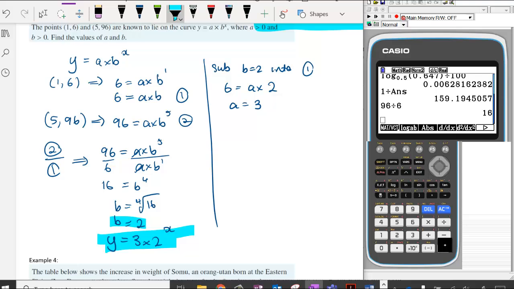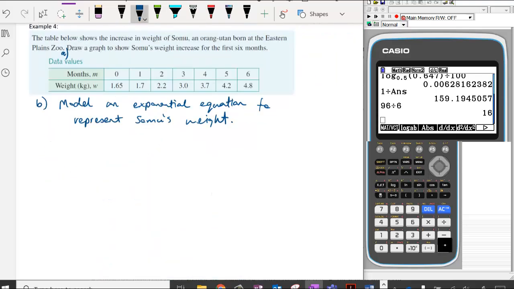So there's our solution. B is 2, A is 3, and here's a model that fits the scenario. Okay, so example 4, we're looking at using the graphics calculator to sketch and to model an equation.